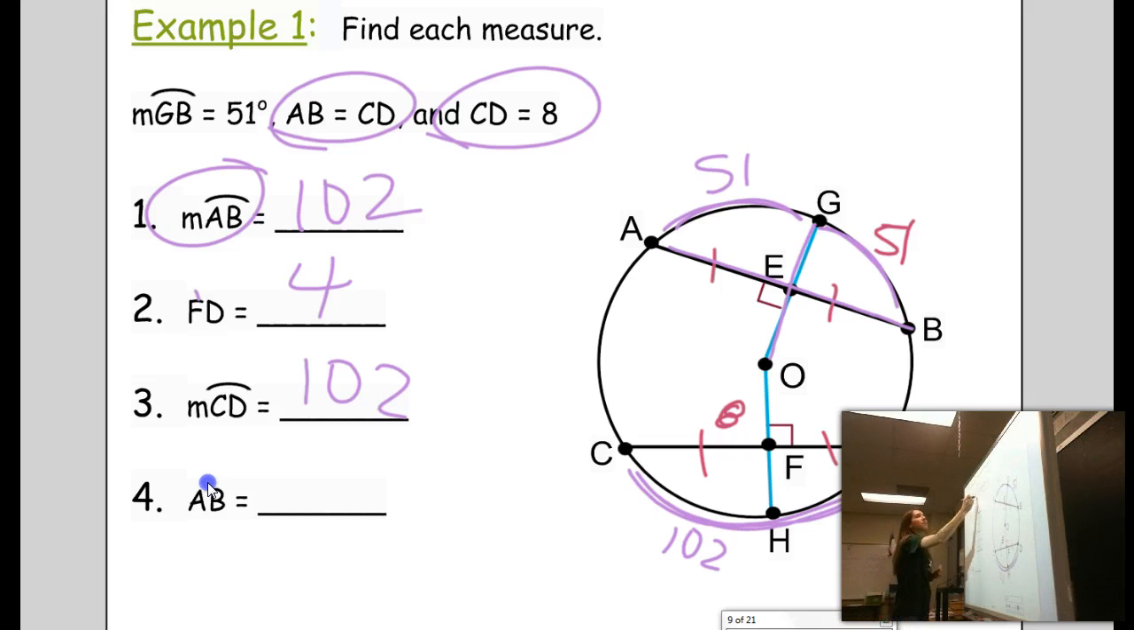So AB is the same length as CD. I want AB. This one. It's not 4. No. AB equals CD and CD is 8. AB is 8. Let's move on.